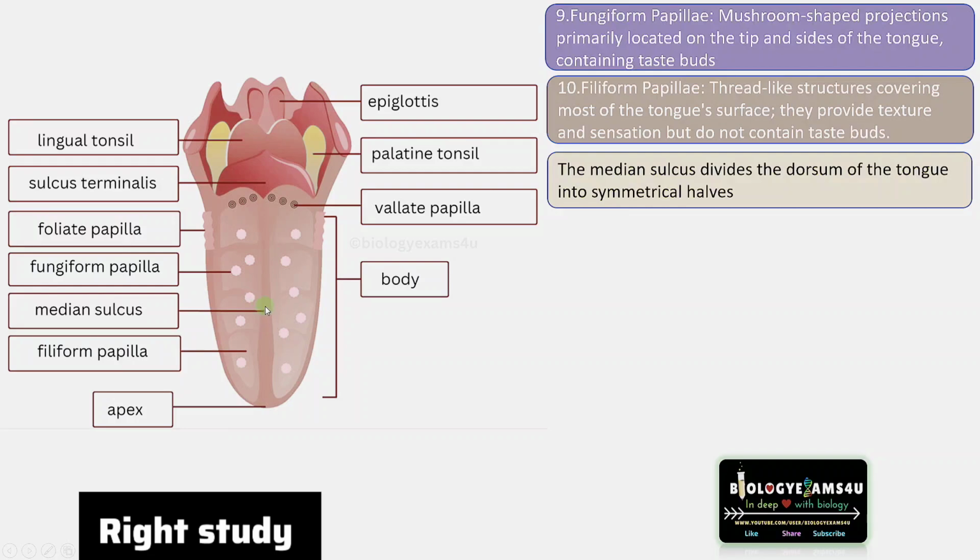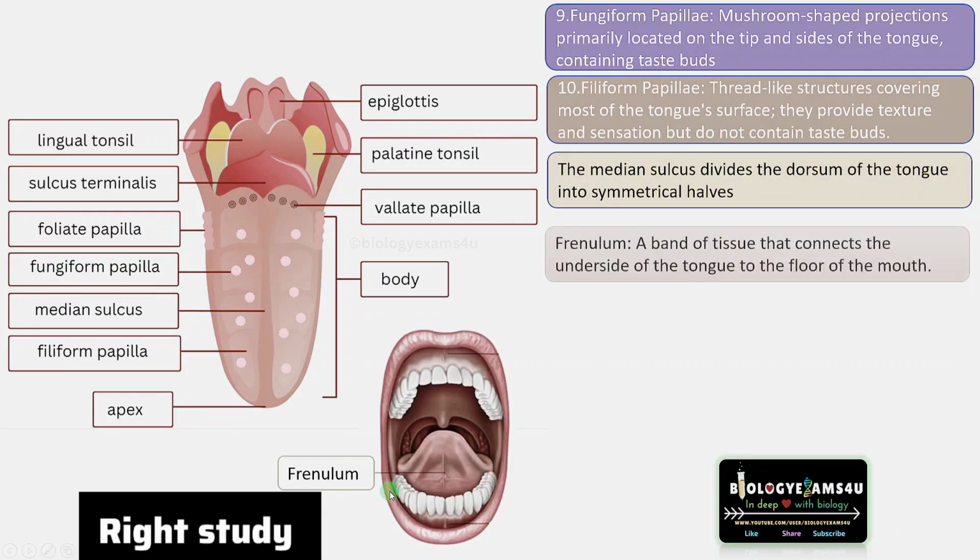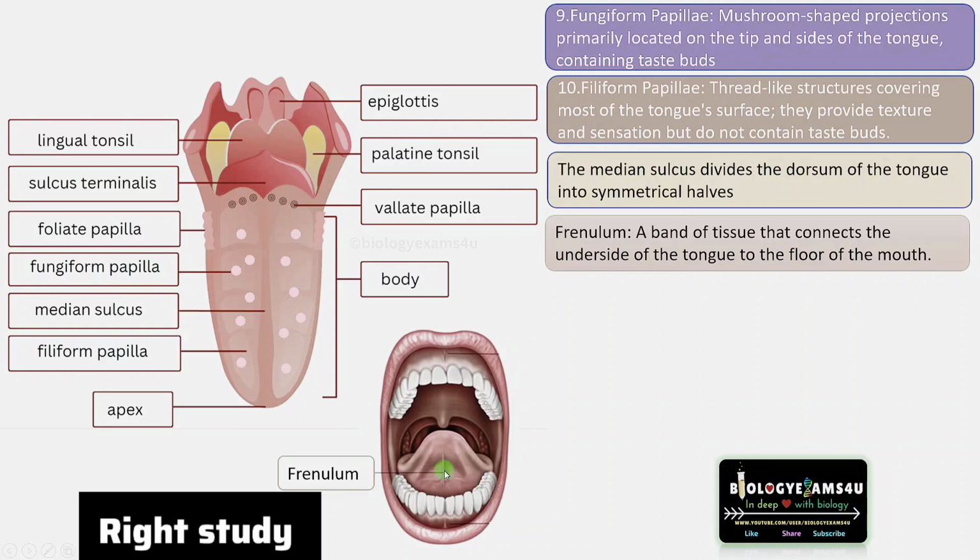Then there are two more structures that cannot be seen in this orientation. The first one is called the frenulum. As you see here, it is a band of tissue that connects the underside of the tongue to the floor of the mouth.